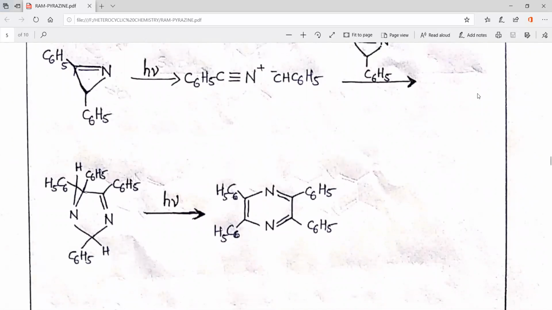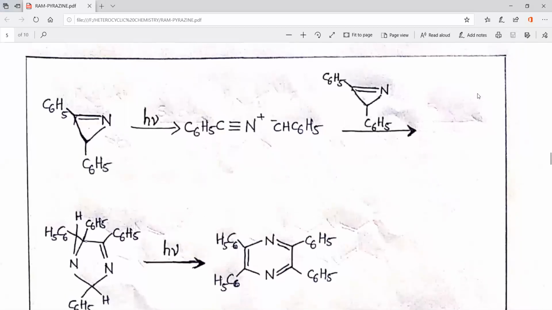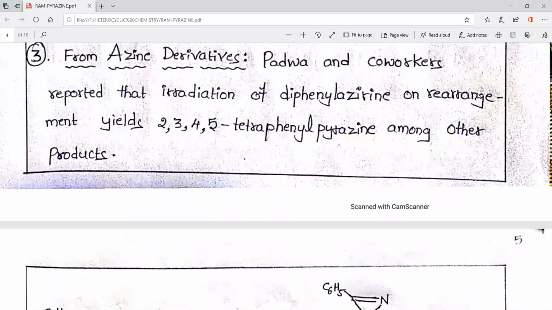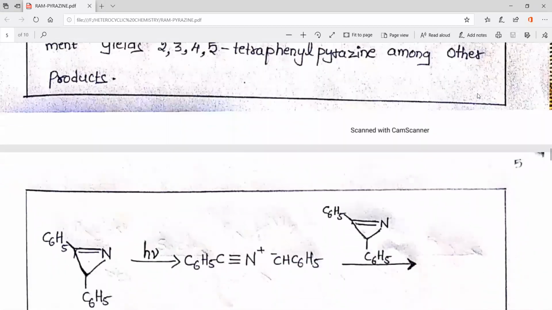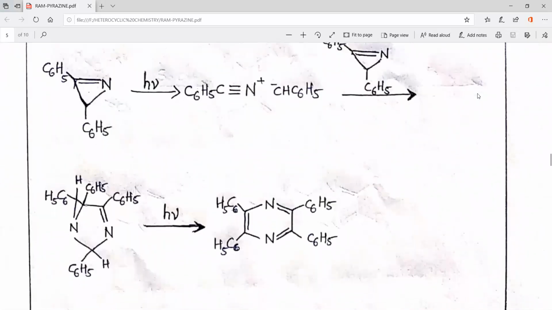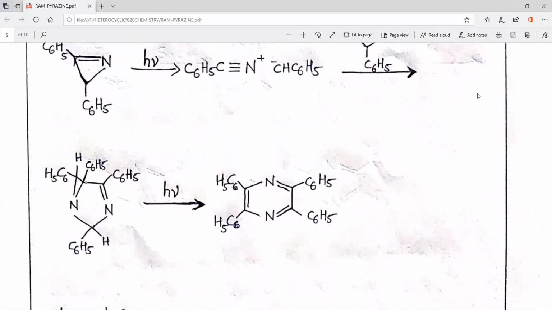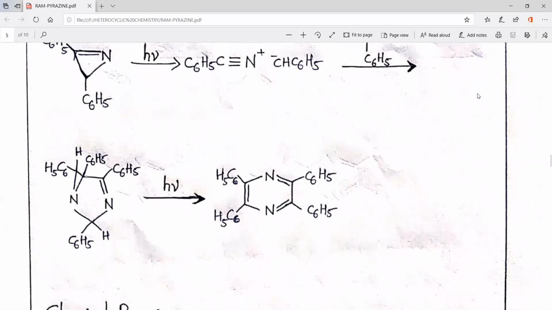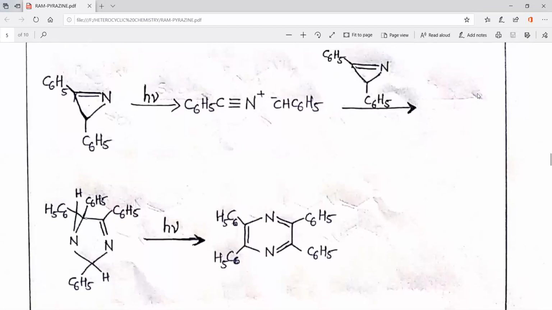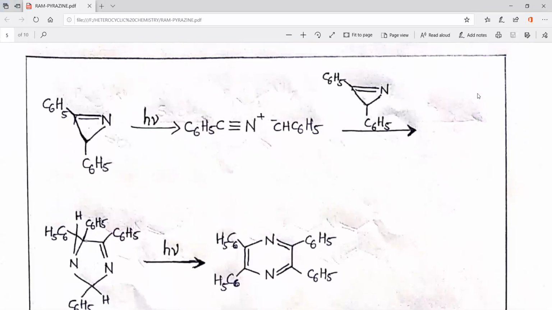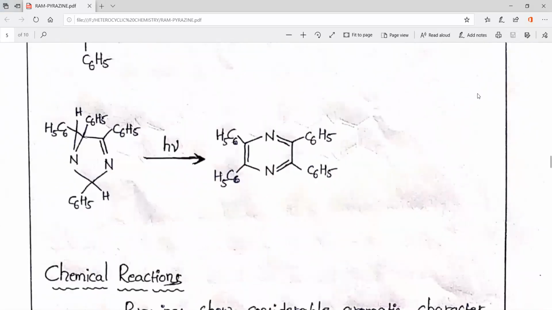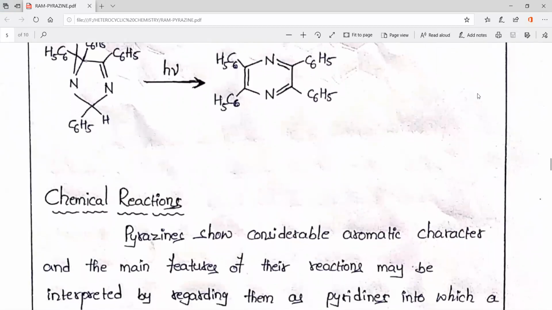It forms an intermediate, which then undergoes reaction with another molecule of diphenylazine to form an intermediate, which will rearrange to 2,3,5,6-tetraphenylpyrazine. This is a photochemical method from diphenylazine. These are some of the methods of preparing pyrazines.